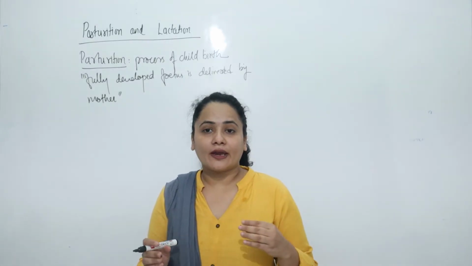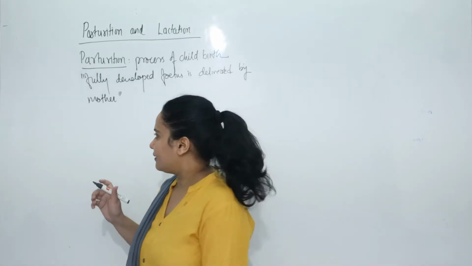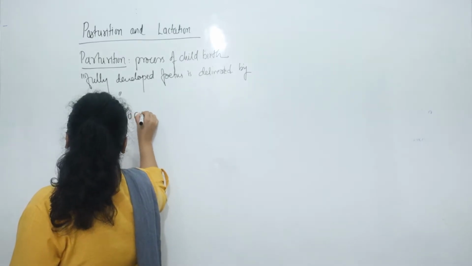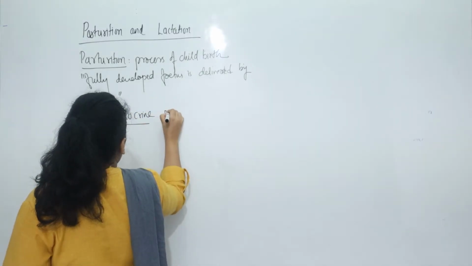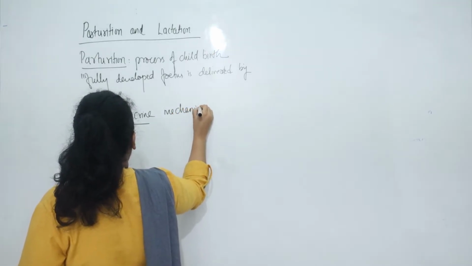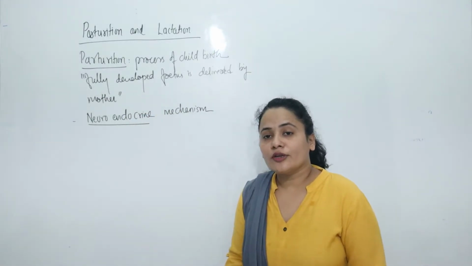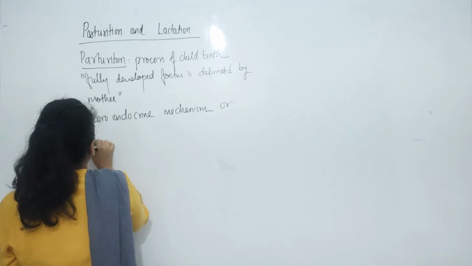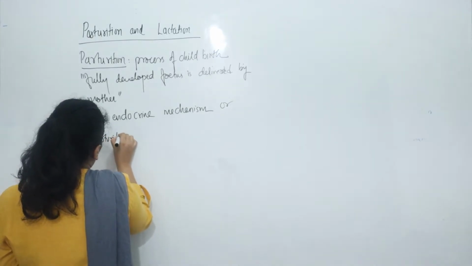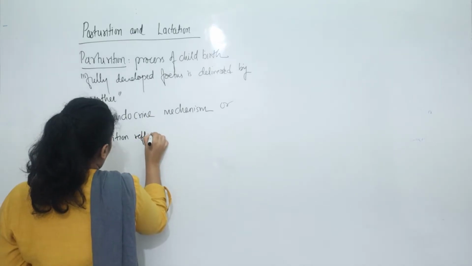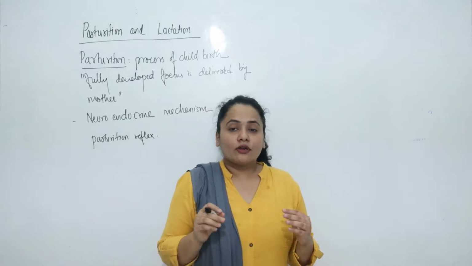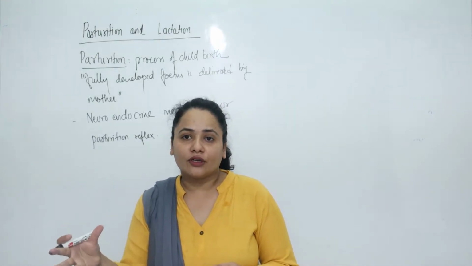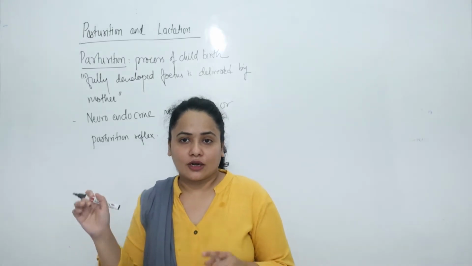Remember that. What kind of mechanism is it? Neuroendocrine mechanism. Or you can also call it the parturition reflex. Now after the 9 months are completed, the first signal for the delivery is produced by the fetus and the placenta. Remember this.